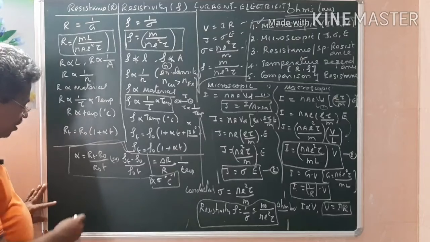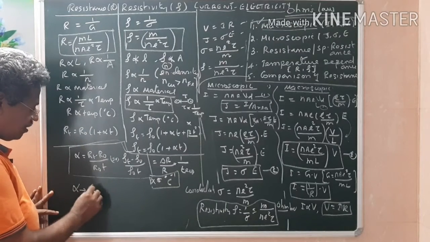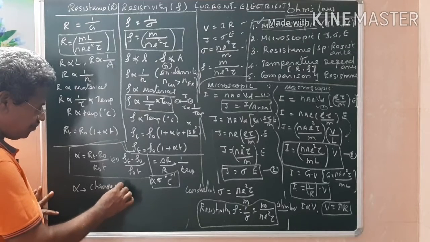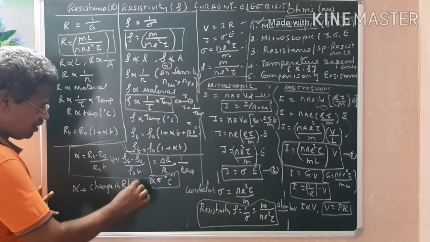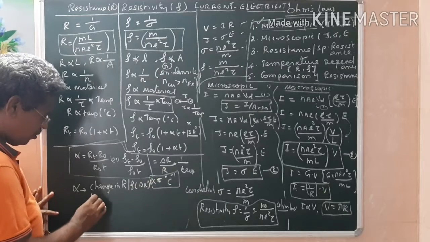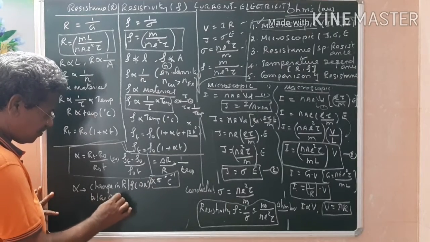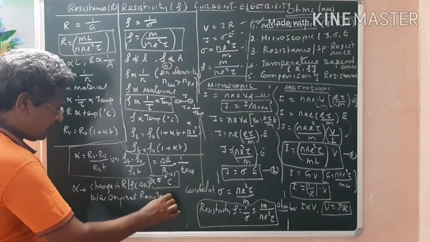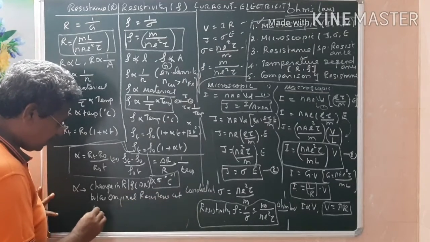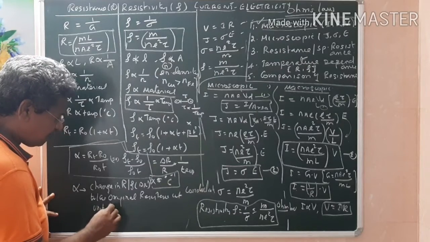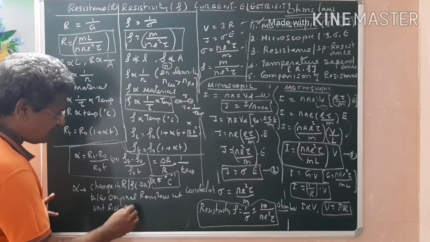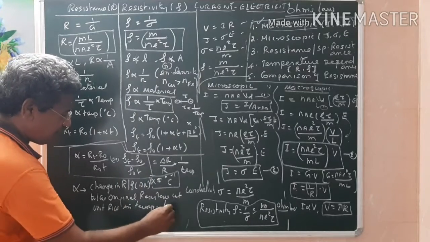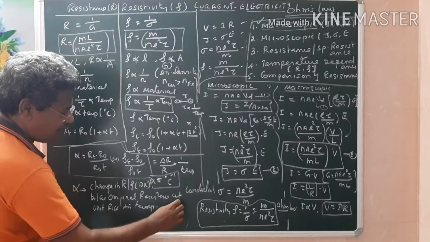This temperature coefficient alpha is nothing but the change in resistance or specific resistance, that is delta R, to the original resistance at unit rise in temperature. That means temperature should be taken as 1. What is the unit? Per degree Celsius, or degree Celsius to the power minus 1.